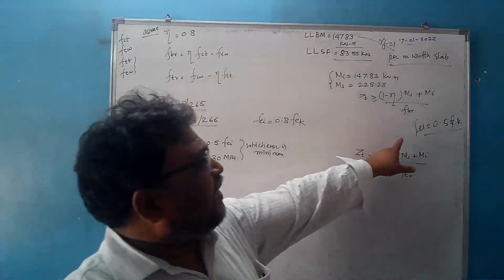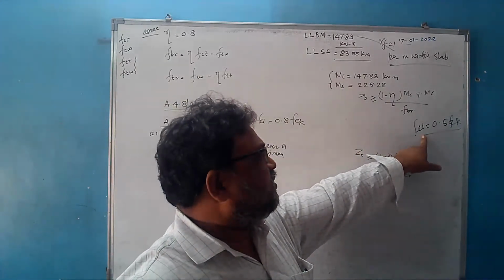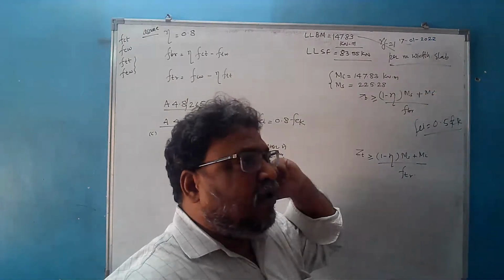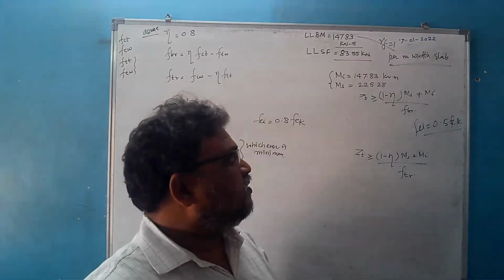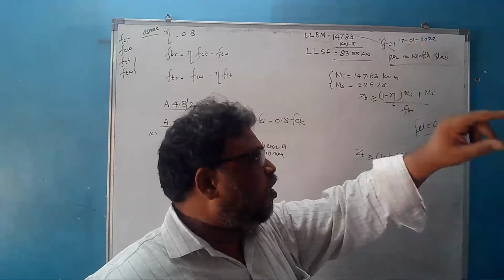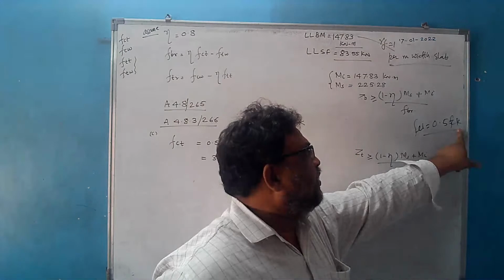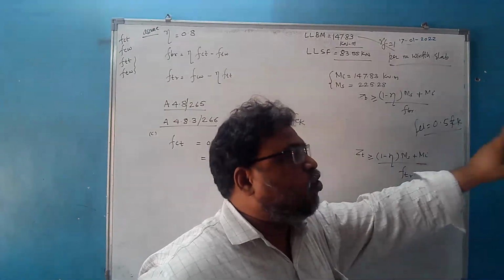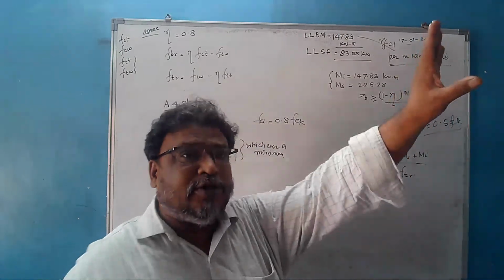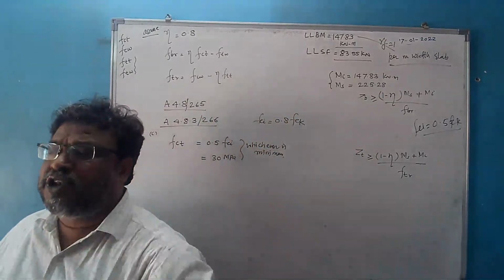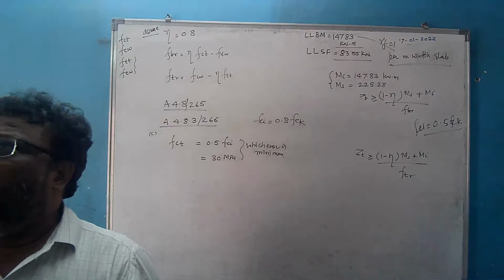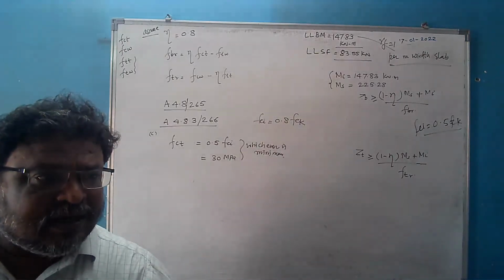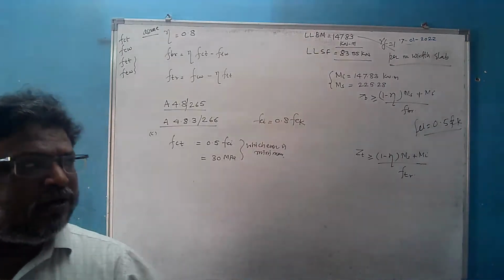At transfer, FCI is nothing but the initial strength of concrete, that is at the stage of transfer. When the stresses are getting transferred from steel to concrete, what must be the minimum strength of concrete? 0.5 times of FCK, that is the 50% of the characteristic compressive strength of concrete. That was for general pre-stress concrete structures and components.